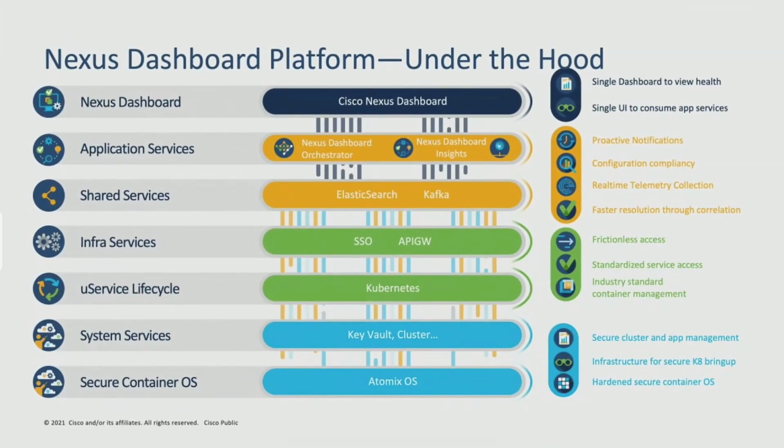Nexus Dashboard itself is based on Atomic OS, the operating system as we use in the APIC. And then on top of that, we have system services that are forming, for example, the Nexus Dashboard cluster, right? Having there the key vault for authentication to the different sites we are onboarding. Then we use Kubernetes for the microservices, so that the applications, the services on top of Nexus Dashboard are microservices. And then we have infra and shared services. These infra and shared services are something which we offer centralized on the Nexus Dashboard, and the Nexus Dashboard then is providing these to the services on top.